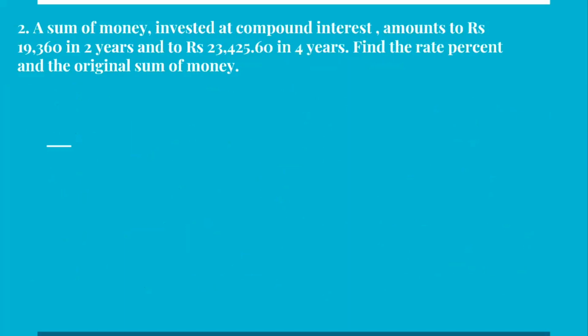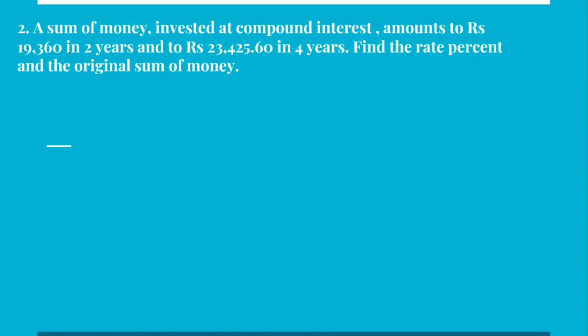And the question is: the sum of money invested at compound interest. The sum is always the principal, remember that. The sum of money invested at compound interest amounts to rupees 19,360 in 2 years and it amounts to rupees 23,425 and 60 paisa in 4 years. Find the rate percent and the original sum of money.